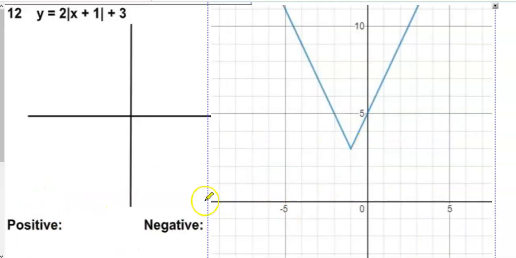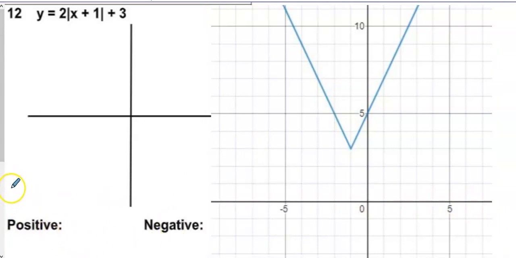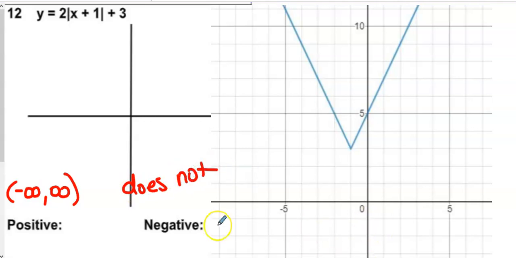The entire graph is above the x-axis, which is right here. So positive is going to be all real numbers. Negative is going to be does not exist, because none of it's below the x-axis.